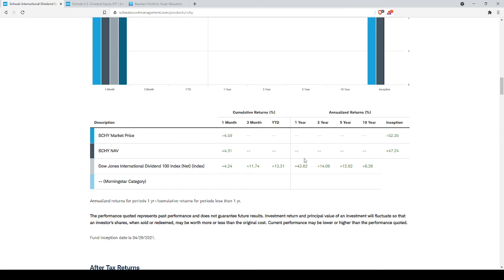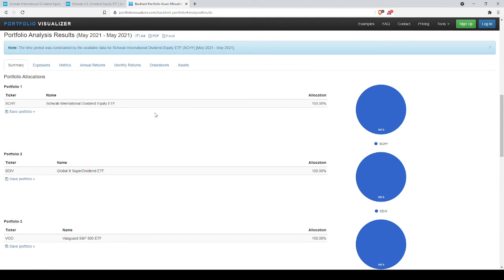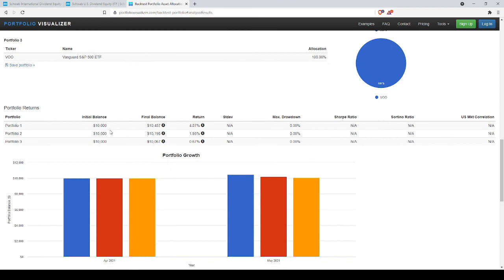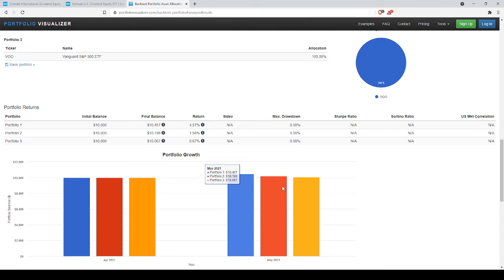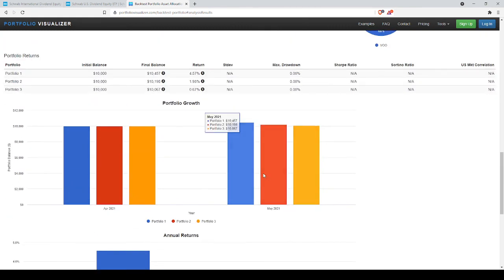I would probably, if this were me, hold off on something like this fund until I have some more data. As you can see from our back test here, we have 3 funds. We have SCHY, we have SDIV, which is essentially the Global X version of this fund, as well as just a simple Vanguard S&P 500 ETF. And since we only have a month of data, we have very little to look at, though SCHY has performed the best of these 3 funds over that very limited amount of time. But again, it is a very limited amount of time.